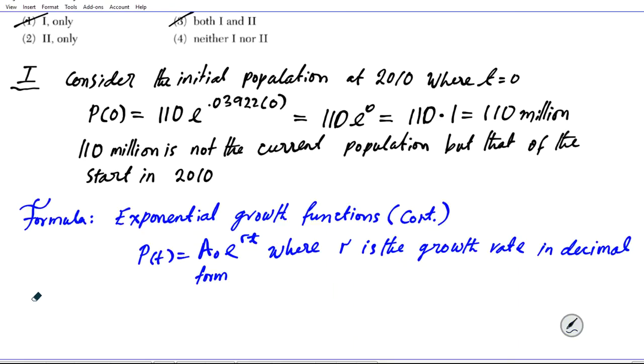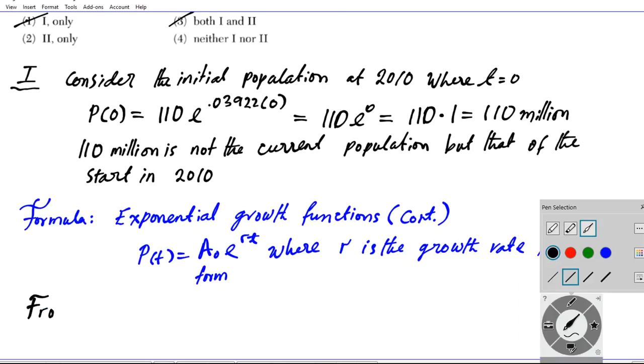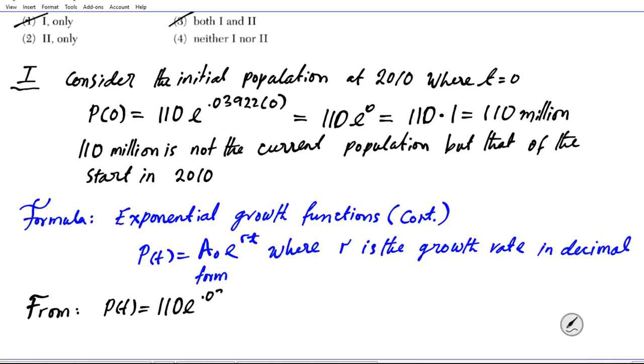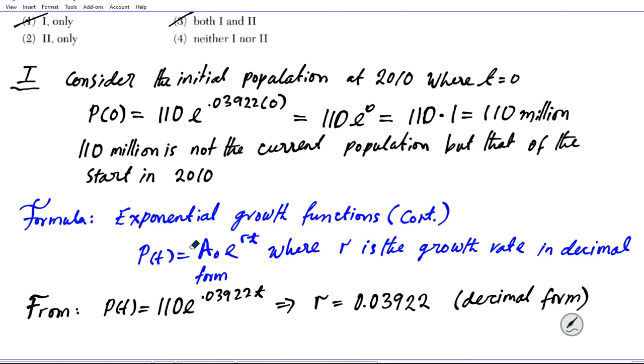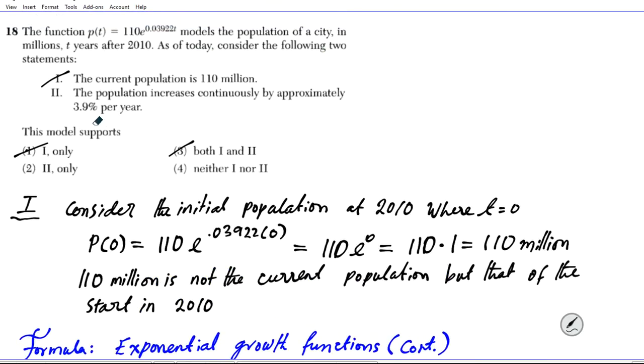Okay, so let's look at the formula that we have. From the original formula, P of t equals 110 e to the 0.03922t, we can see that r is equal to 0.03922, and that's in decimal form. So what is r in percentage format? We care about the percentage format because that's the format that's presented here for the growth rate.